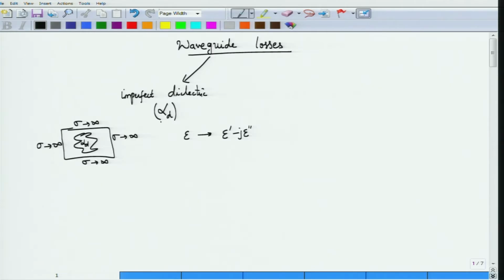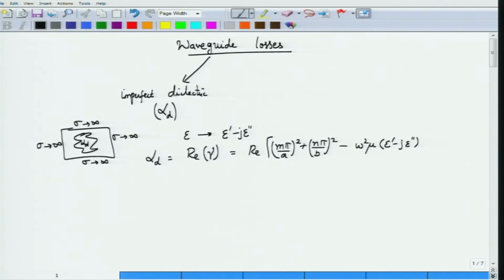Because this is loss, clearly you have to find the real part of gamma. So alpha d, the dielectric loss constant, can be obtained by looking at the real part of gamma, because gamma is alpha plus j beta, and this would be the real part of the square root of (m pi by a) whole square plus (n pi by b) whole square minus omega square mu epsilon. In place of epsilon, you need to write epsilon prime minus j epsilon double prime, and then of course take the square root of this entire thing.